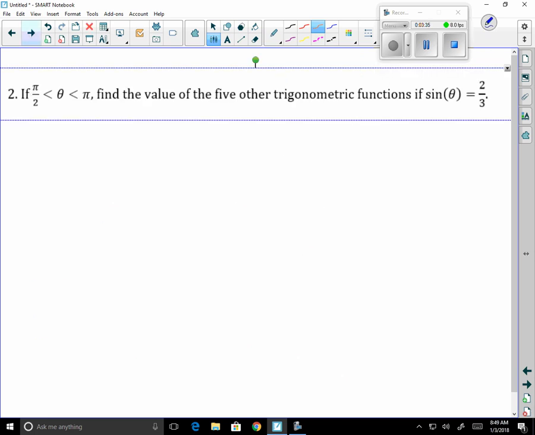So the second question says if the angle is between pi over 2 and pi, find the other trigonometric values if the sine is 2 over 3. So this tells us what quadrant we're in. This tells us we're in quadrant 2. How do I know that? Well, pi over 2 is 90 and pi is 180, so that's where we are, in quadrant 2. So I can even draw a triangle in quadrant 2.